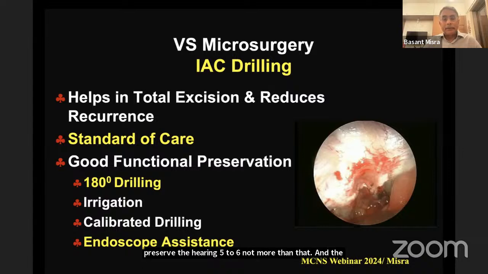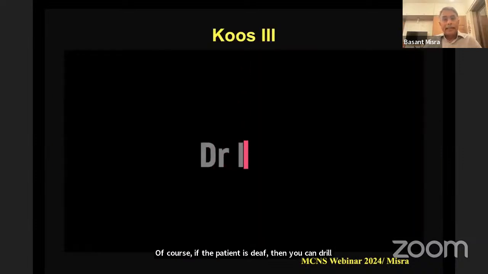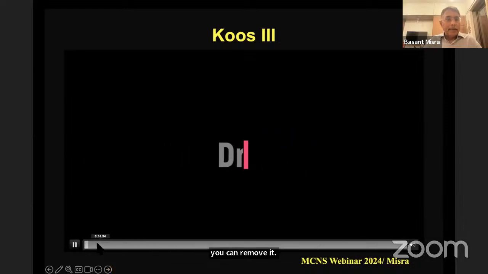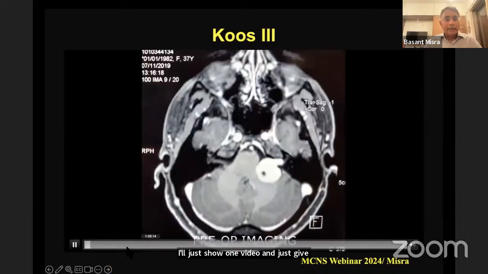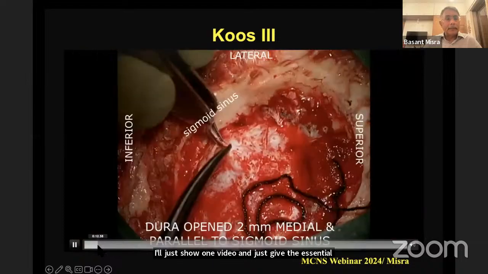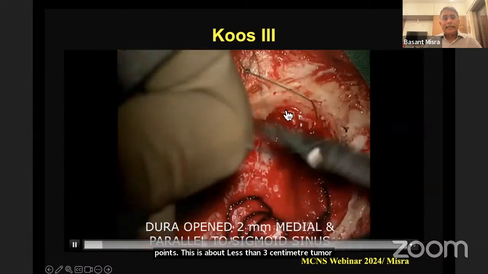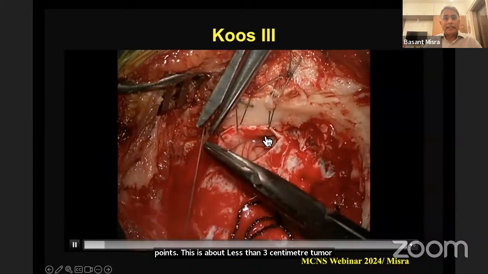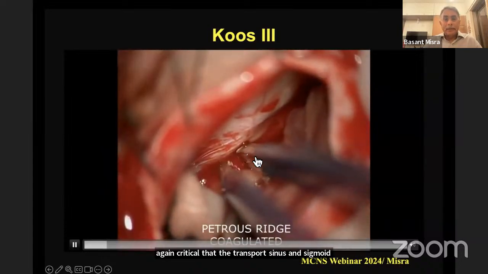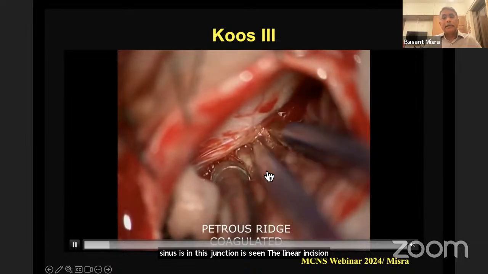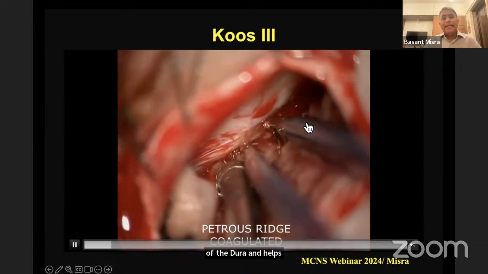The lateral part of the tumor you can take out with endoscope assistance. Of course, if the patient is deaf, then you can drill right through the lateral extent of the tumor so that you can remove it. I'll just show one video and give the essential points. This is a tumor less than 3 centimeters. Again, it is critical that the transverse sinus and sigmoid sinus are seen. This junction is seen. The linear incision of the dura helps in watertight closure, and leaks are prevented.